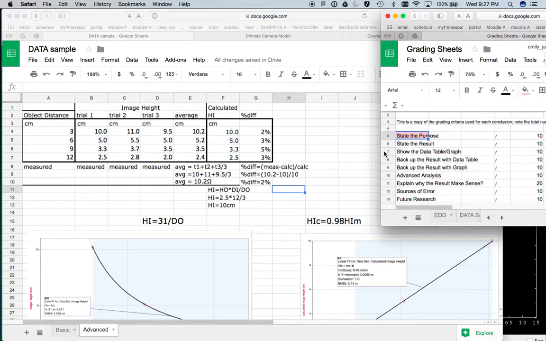Hi, my name is Miss James, and I'm here today to talk to you about the scientific question, how does object distance affect image height in a pinhole camera?